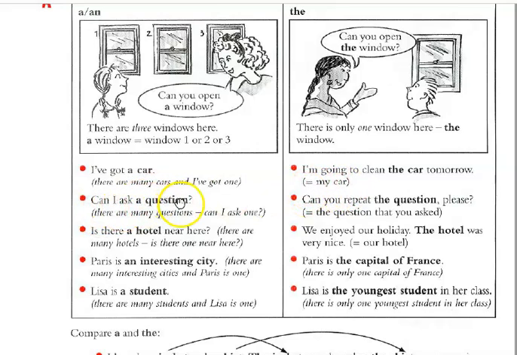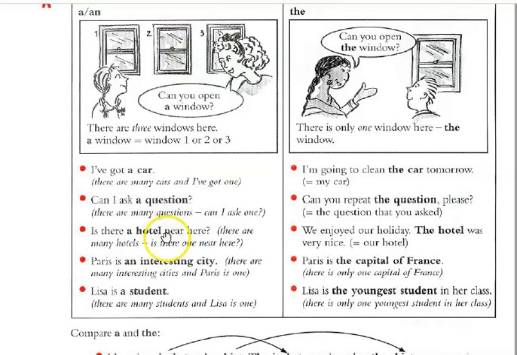Can I ask a question? There are many questions. Can I ask one? Compare that to, can you repeat the question, please? i.e., the question that you asked.